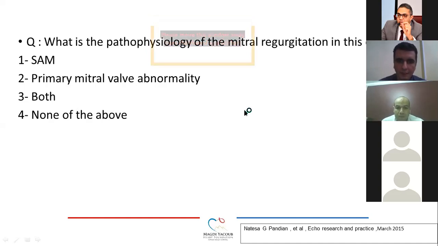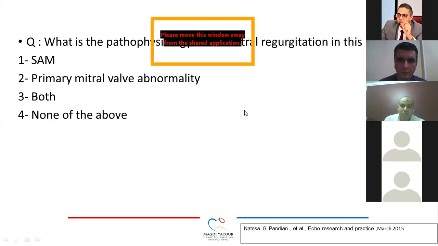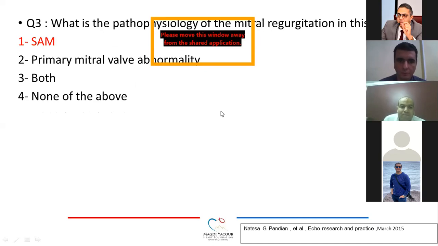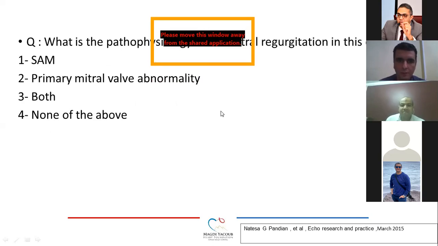Okay, Ahmed Saeed, do we have any insight from the Facebook? Not yet. Mind you that there is a delay of nearly 15 seconds between Zoom and Facebook. So okay.